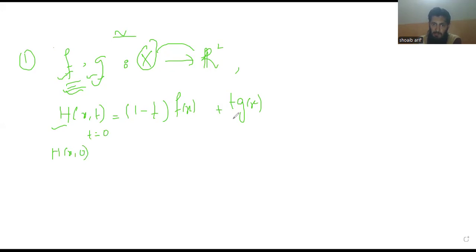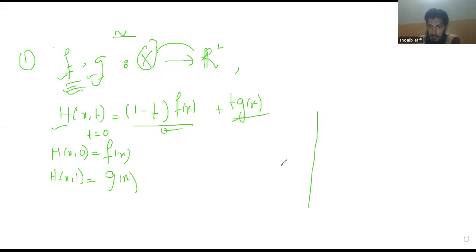If we substitute t is equal to 0, this term is 0, so we will get f of x. And if we substitute t is equal to 1, this term is 0, so we will get g of x.